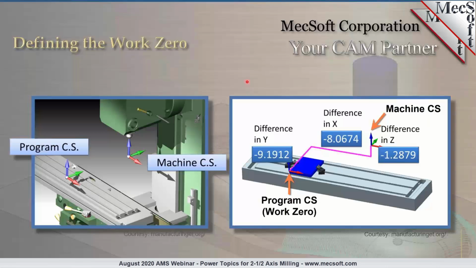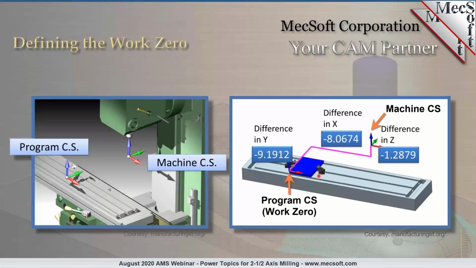Okay, so what is work zero? Work zero could also be known as program zero or work coordinate origin, and sometimes it's also called work coordinate offset, depending on how it's represented in different machine tools. So you have your XYZ origin, which is your world origin, and then you have your machine tool coordinate origin. The machine tool coordinate origin, or your XYZ origin for machining, is typically called a program coordinate system or work coordinate system or work origin.